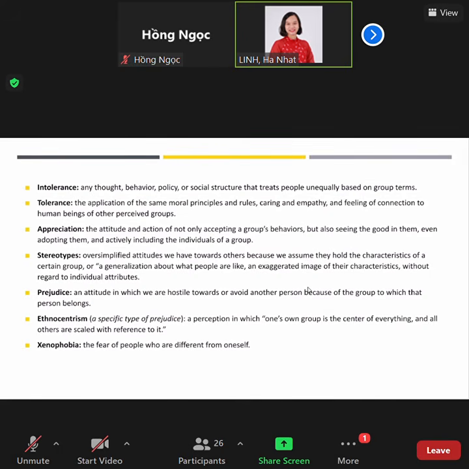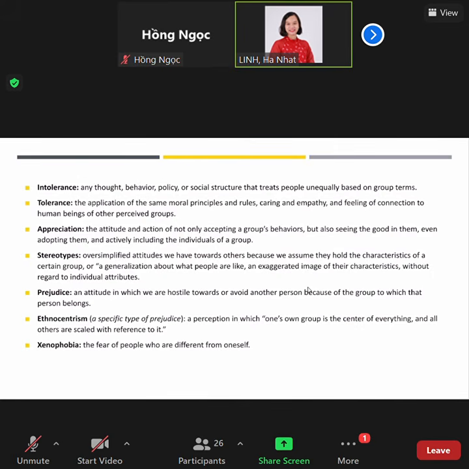And appreciation is a higher level of tolerance. It means that we not only accept another group's behavior, but we also appreciate them, and we can see the good in them. Now, stereotype and prejudice. These two terms can be used interchangeably. Okay.